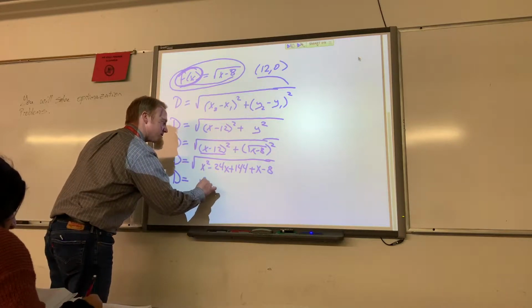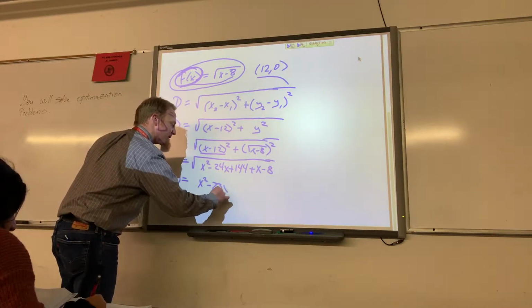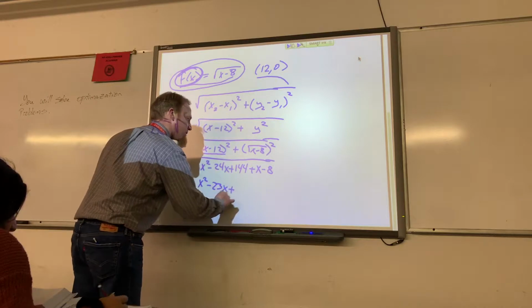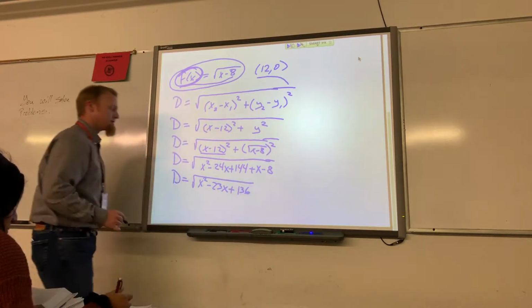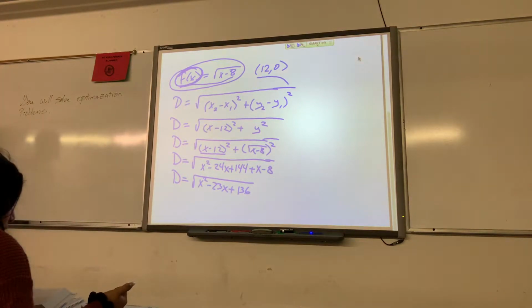So I have x squared minus 23x plus 136. Take the derivative.